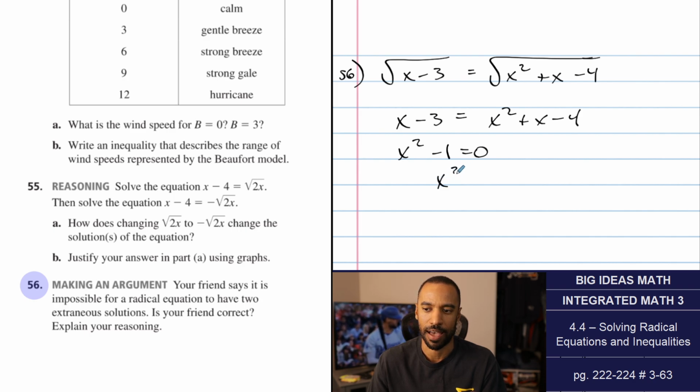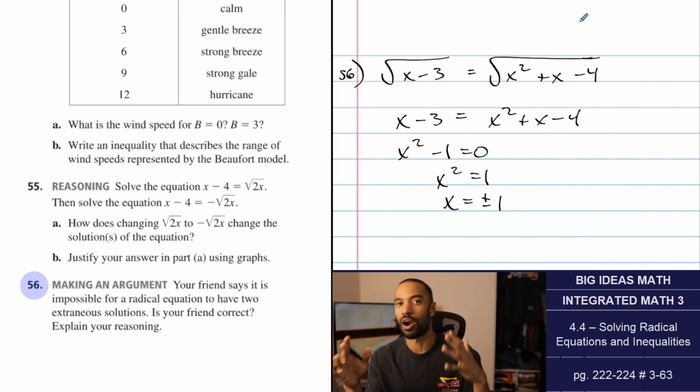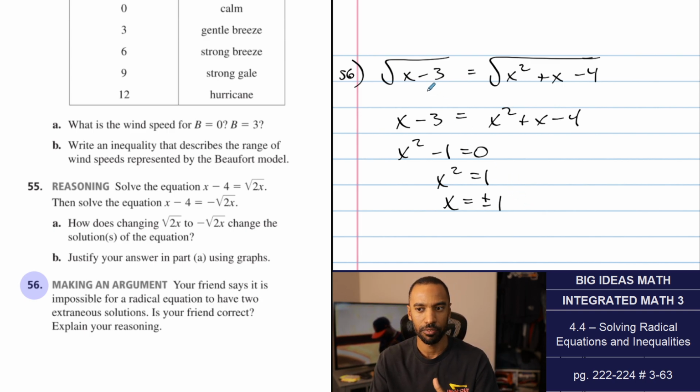This time we won't solve by factoring. Let's just solve using square roots. We get plus or minus 1. Now, when I substitute 1 into either of these, 1 minus 3 is negative 2. You can't take the square root of a negative. Doesn't matter that this is still negative 2. Square root of negative 2 equals square root of negative 2 are imaginary solutions. Doesn't matter that they match.